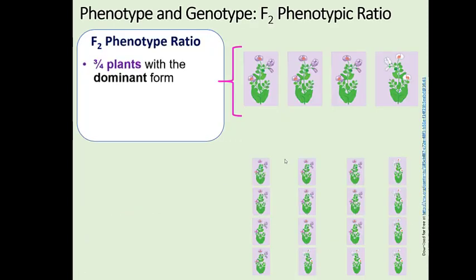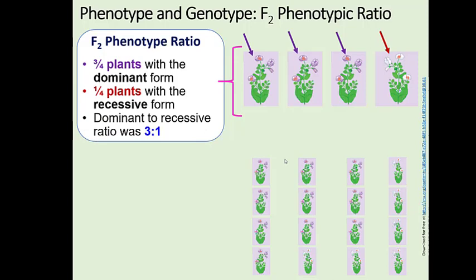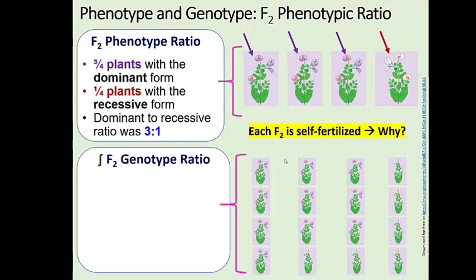So in our F2 phenotypic generation, we see 3/4 of the plants with the dominant form, 1/4 with the recessive. That's our 3-to-1 ratio, dominant to recessive. So we self-fertilized each of those F2 plants. Why did we do that? Think about that. And really what we're doing is we want to see what the genotype is of each of these purple plants. We know the genotype of the white-flowered plant because it's recessive. He didn't know that yet, though. So he went ahead and did it for all of these.